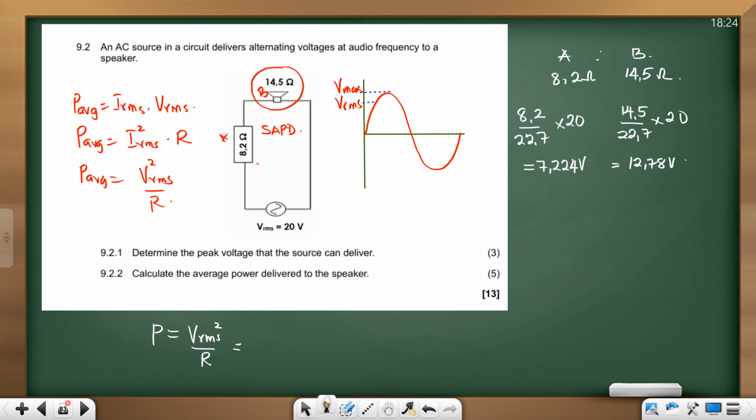Okay, so let's try something here. So this is the voltage in the 14,5. What is my power average? V squared RMS over R. Quickly, start typing. And what is the resistance? 14,5. Let's see what answer this would be. What was our answer earlier on?